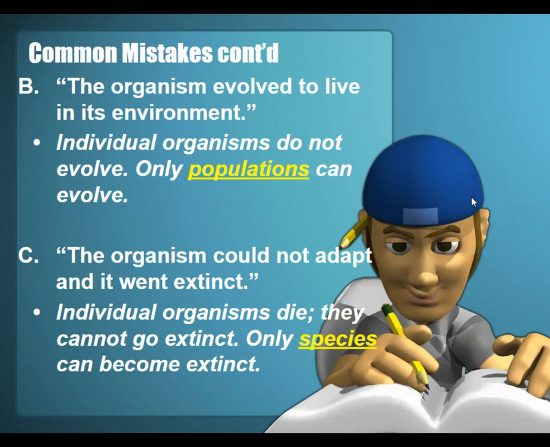Another mistake, the organism evolved to live in its environment. The problem with that is that individual organisms do not evolve. Only a whole population or a whole species can evolve. Another mistake, the organism cannot adapt and it went extinct. Individual organisms just simply die. They can't go extinct. Only a whole species can go extinct.